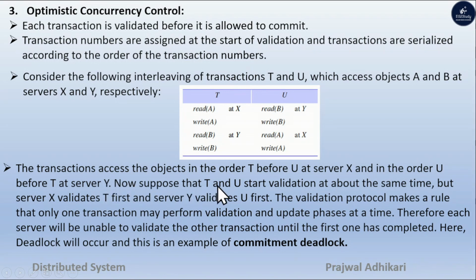Now, suppose that T and U start validation at about the same time, but server X validates T first and server Y validates U first. The validation protocol has a rule that only one transaction may perform validation and update phases at a time. So, each server would be unable to validate the other transaction until the first one has completed. Here, deadlock will occur, and this is an example of commitment deadlock.